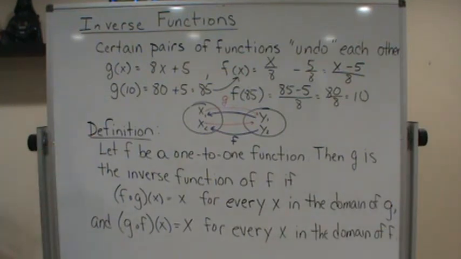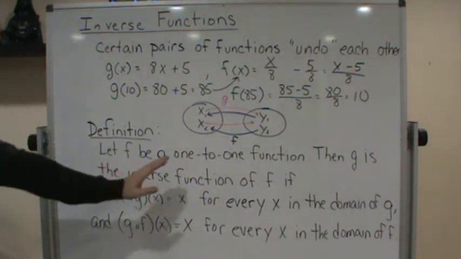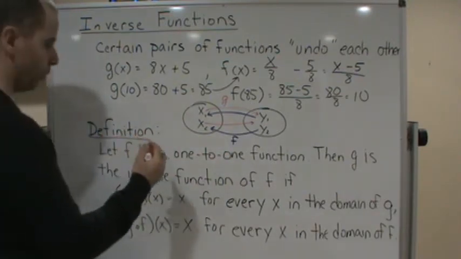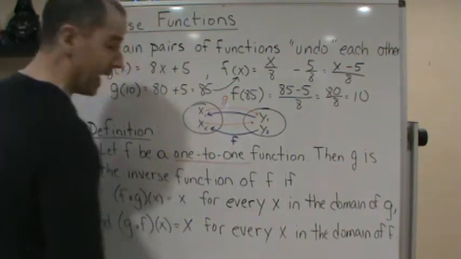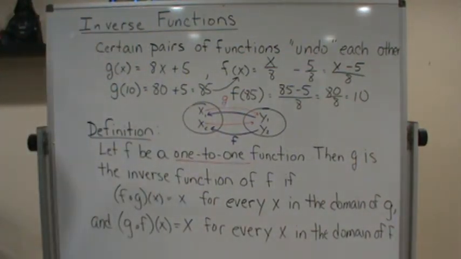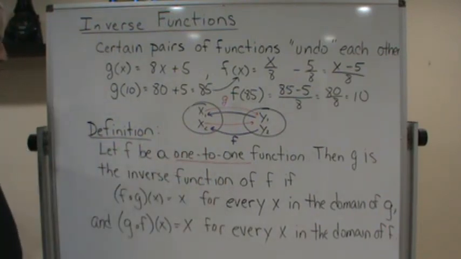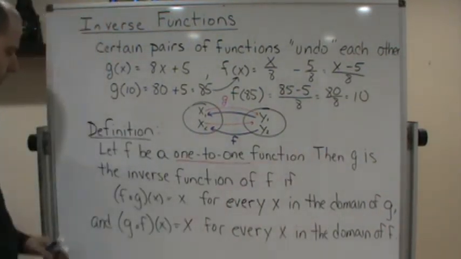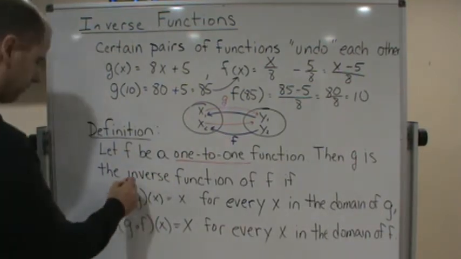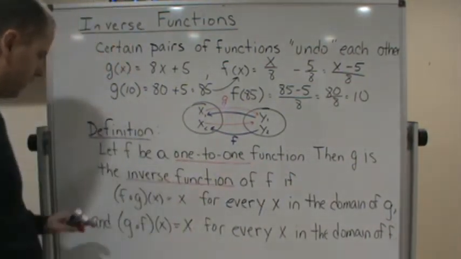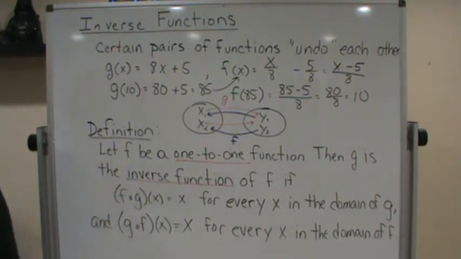The definition says, let f be a one-to-one function. It has to be a one-to-one function. If it's not a one-to-one function, the inverse does not exist. But if it is a one-to-one function, then we know that an inverse function must exist. So the definition says, let f be a one-to-one function. Then g is the inverse function of f if both of these conditions are satisfied.